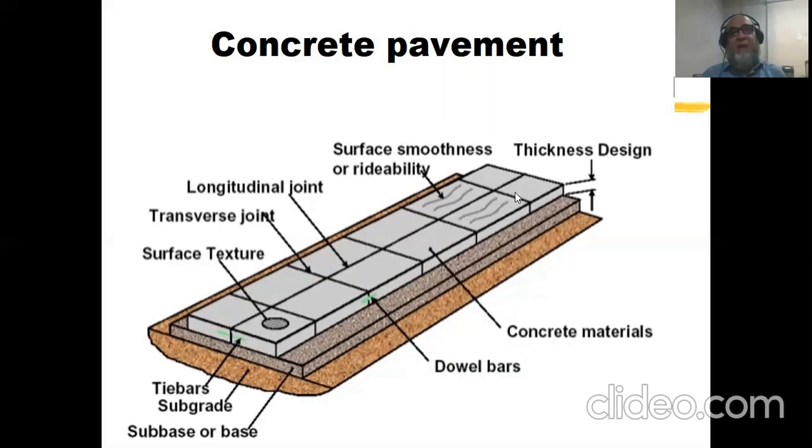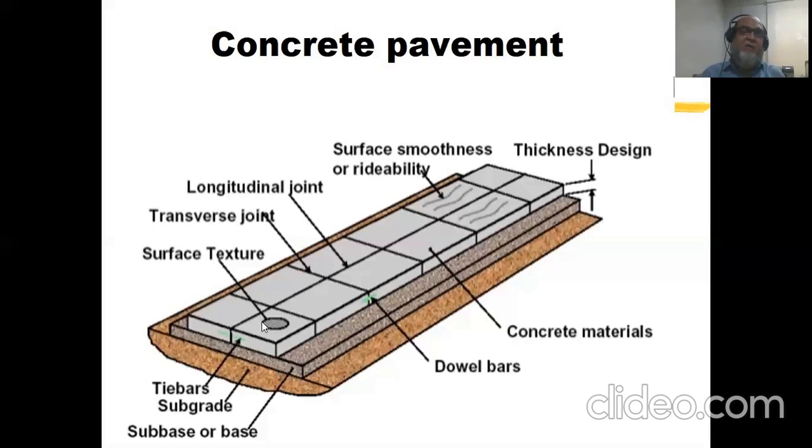In due course of time, I will discuss why those joints are needed. Now, you can see this must have a smooth surface. Then, on the side of it, all the transverse joints are connected by a dowel. A dowel bar is simply a 2 foot length or 600 mm length bar, normally of size 20 mm or 12 mm. Half of it is in one side and the other half is in the other side.